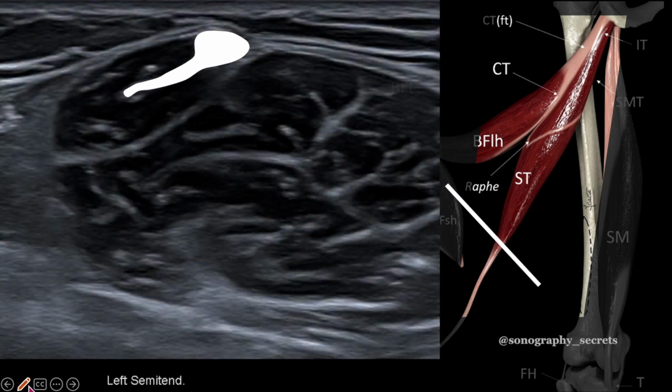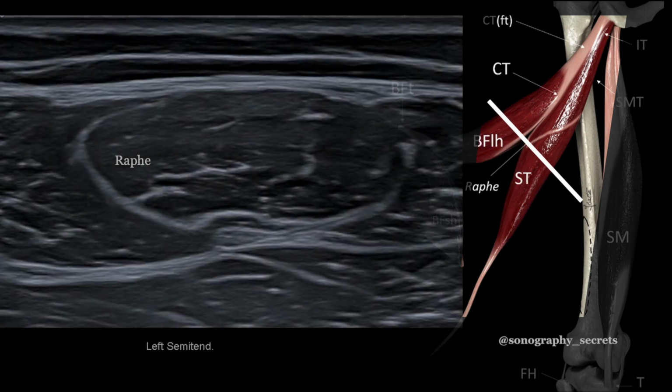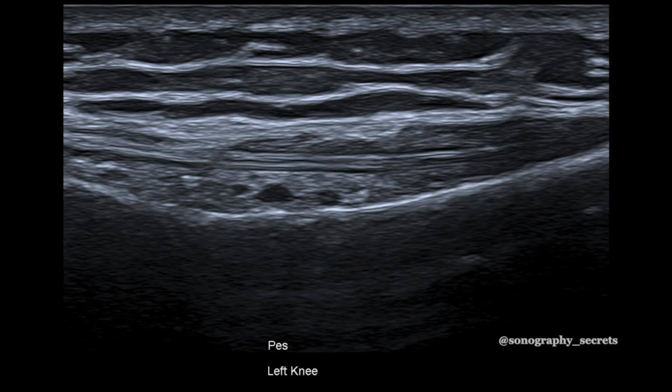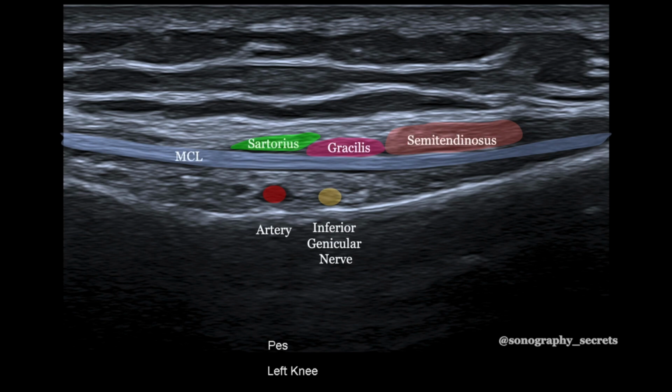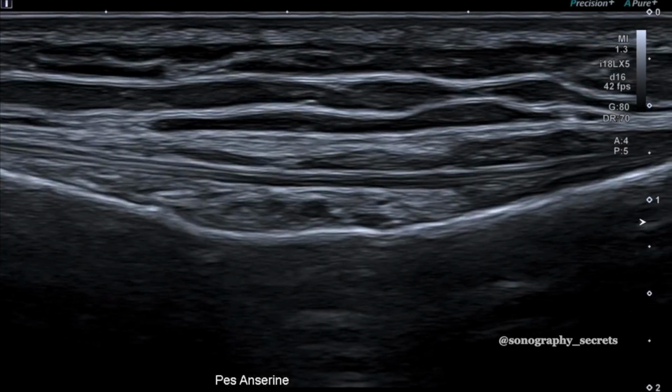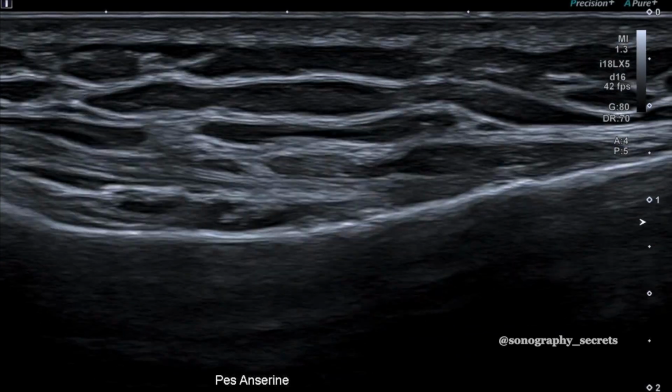And as we move proximally, we can start to see some muscle fibers. And then we can move right up where we've got this intramuscular inscription or raphe, which I use basically as a landmark to help me identify semitendinosus. Now distally, semitendinosus will form the most inferior aspect of the pes anserine tendon. And again, not too much will go wrong distally at semitendinosus.